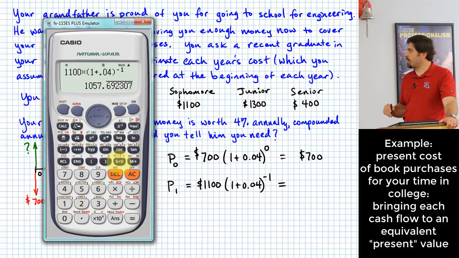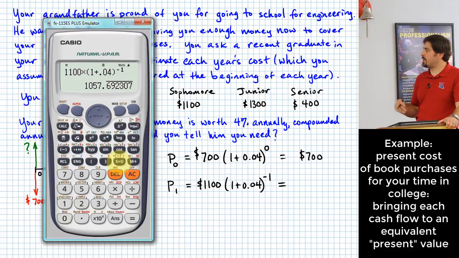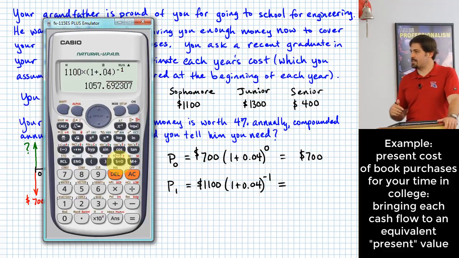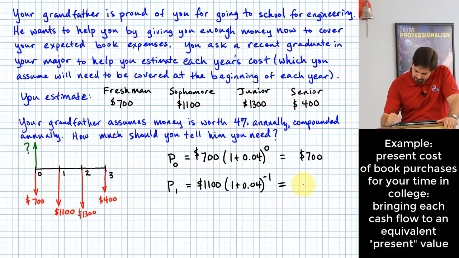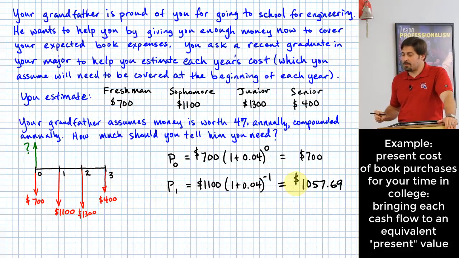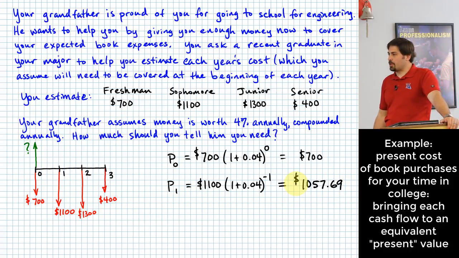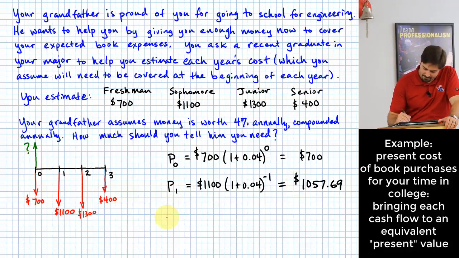All right, so that $1,100, your grandfather only has to give you $1,057.69, with the assumptions your grandfather has made, right? That's all he has to give you in order to cover that cash flow that happens a year from now. What about the next year?